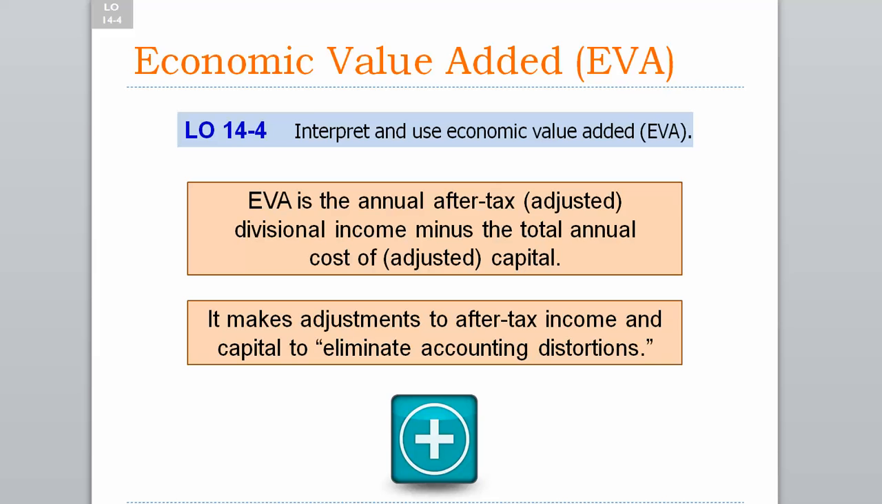Because remember, we only spend money on R&D and advertising because we expect to have a future economic benefit. So in reality, we should view advertising as an asset and R&D as an asset. We should record both of those as assets on our balance sheet and then amortize the cost over time.